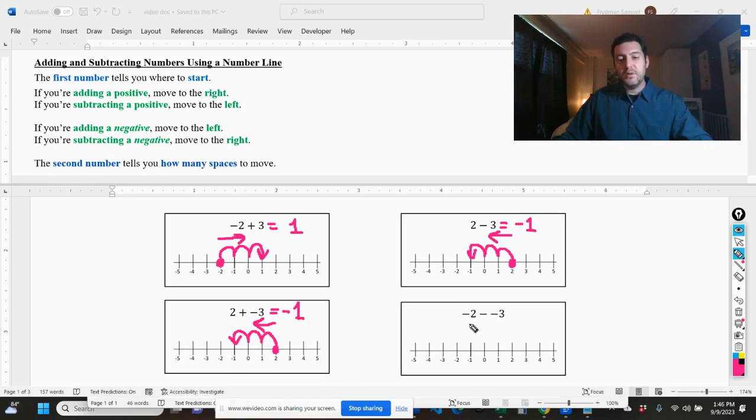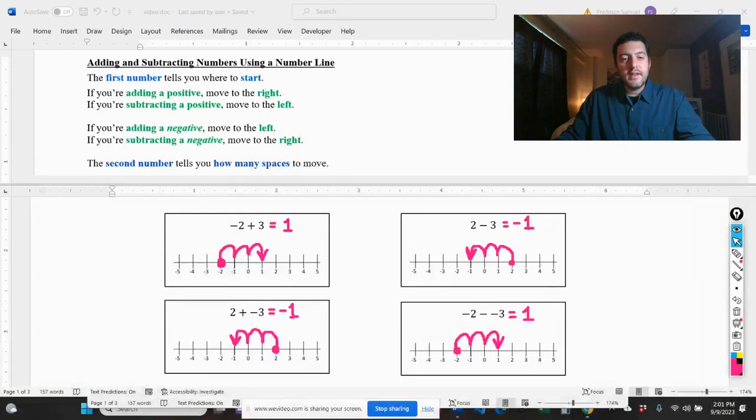And the final example, -2 minus -3. The first number is -2, so that is where we will start. Let's put a dot right there. And in this case, we are subtracting a negative number. If you're subtracting a negative, you move to the right. Again, we're going to move 3 spaces to the right because the second number tells us how many spaces to move, and the absolute value of the second number anyway is 3. So let's count 1, 2, 3, and there we are. Our final answer is +1.